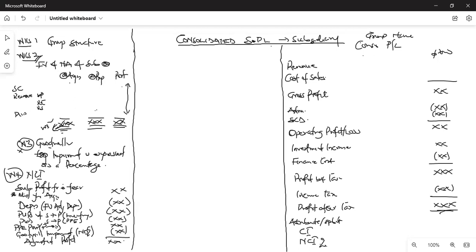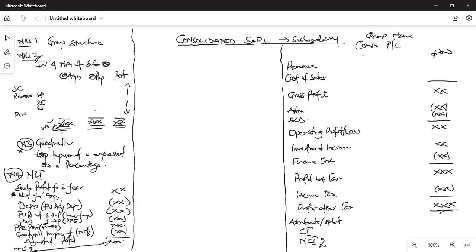You need to go through and work your NCI. Once you work your NCI, it is there that you can obtain your adjusted profit and strike your NCI percentage on it. All right, the NCI percentage on this. Because the whole idea is that you are actually doing a profit or loss for the NCI.